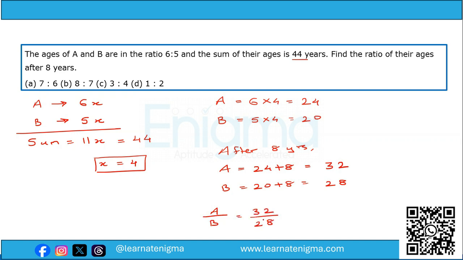28. We can divide by the common factor 4. So 4 8s are 32, 4 7s are 28. So the ratio comes out to be 8:7. So therefore the answer will be option B.